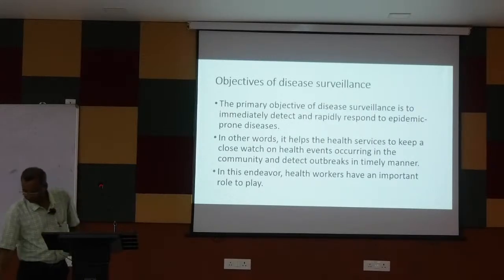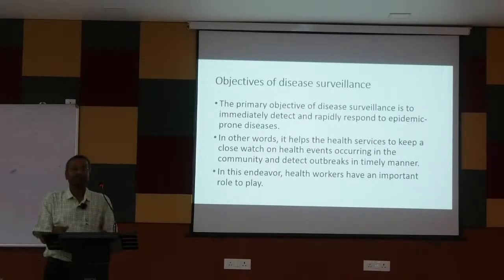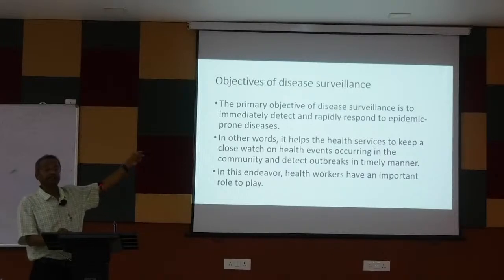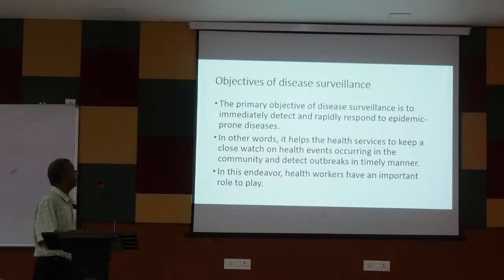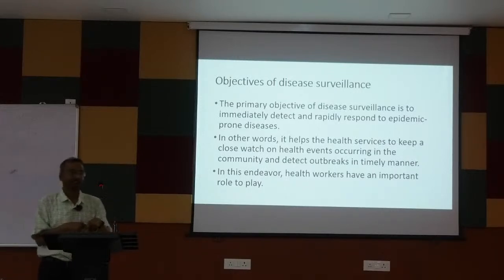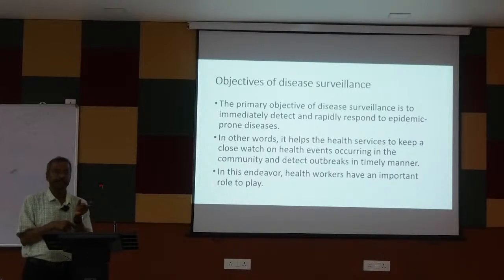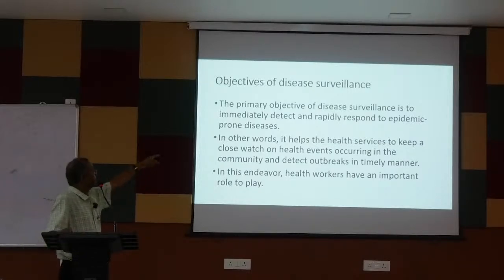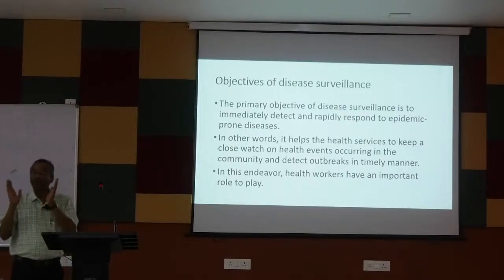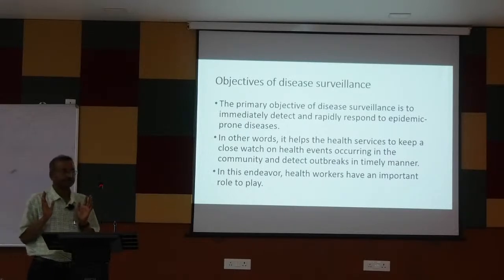Now, the concept is clear, okay, the need is clear. Now, the question comes of the objective. What is the objective? The primary objective of disease surveillance is to immediately detect, quick detection and rapid action. Quick detection and rapid action. The primary objective of disease surveillance is to immediately detect and rapidly respond to epidemic prone diseases.